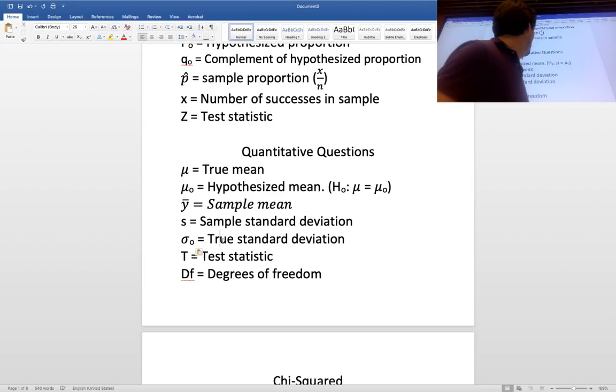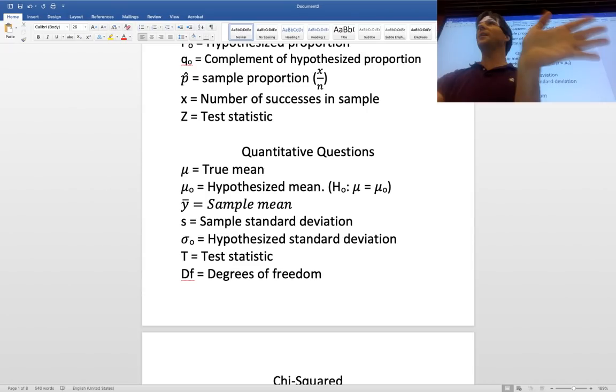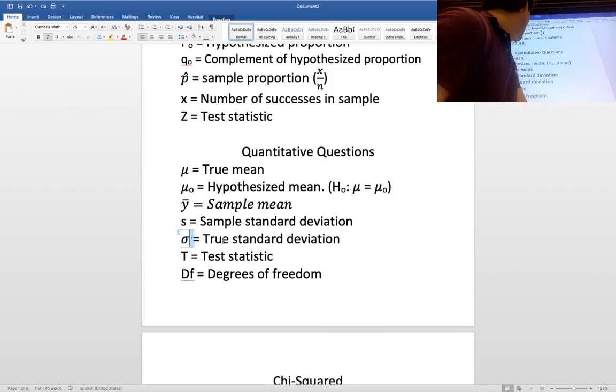We won't do that in this class, but if you see that in another class, that would just be the hypothesized standard deviation. It's what someone is saying: well, let's see if this is true. They didn't find it in a sample; they just came up with it. When I chose 87, it's not like I actually collected data. I'm just saying, do I think 87 is true? If you put the little naught on something, it means the hypothesized value of it.